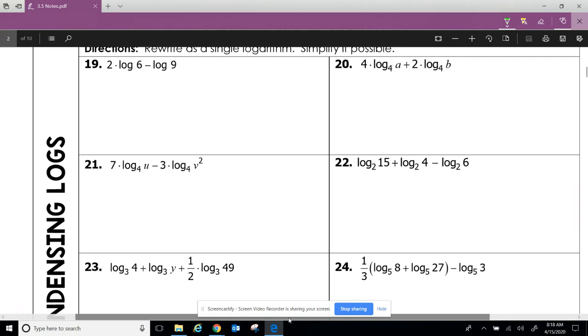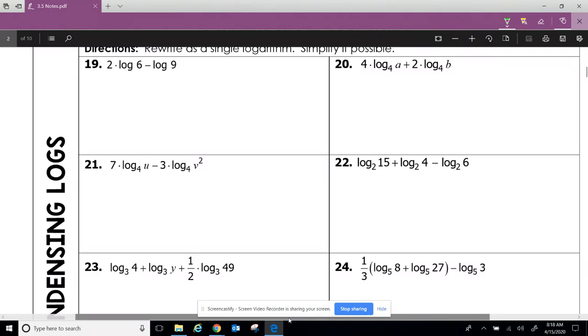Welcome back to section 3.5. We're going to work on some big problems that have lots of the properties all in one problem. And the first thing we're going to do is condense it. In other words, we've got a really long problem with lots of logs in it. We want to condense it down into one log if possible.